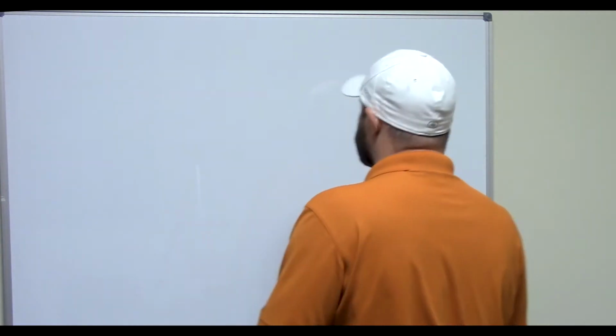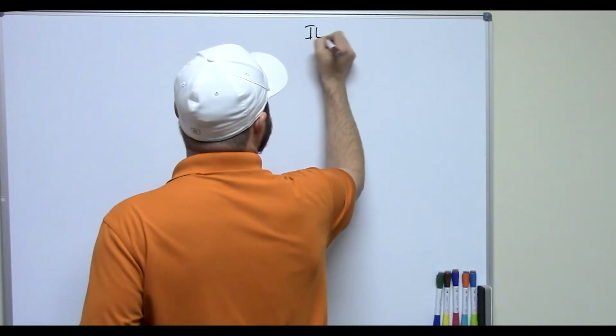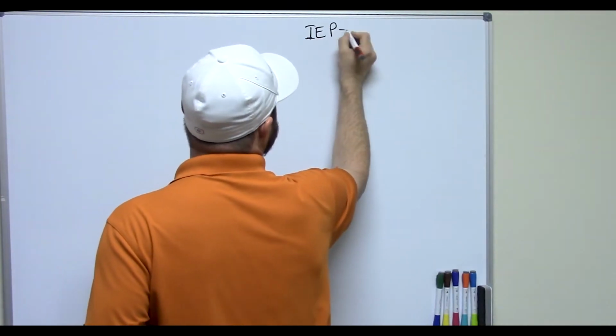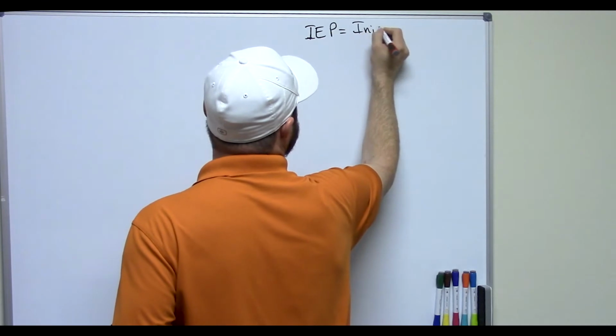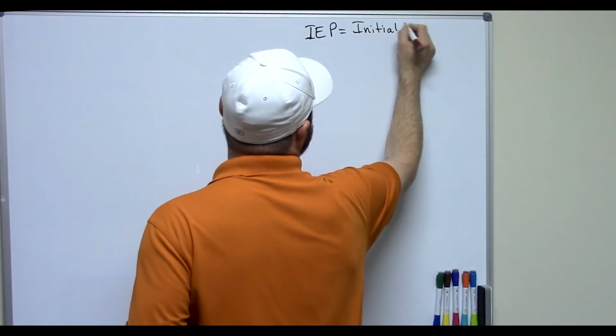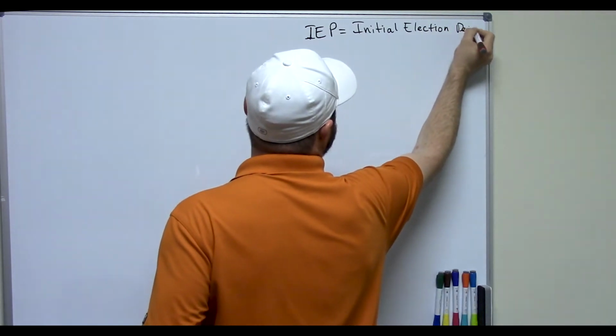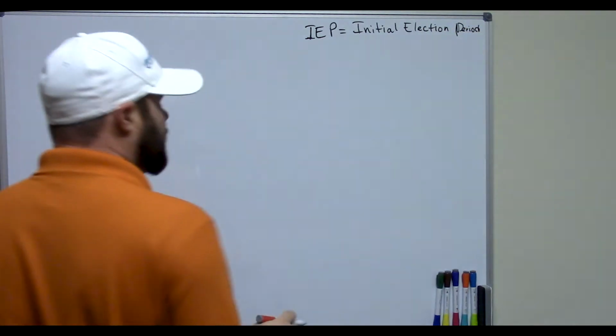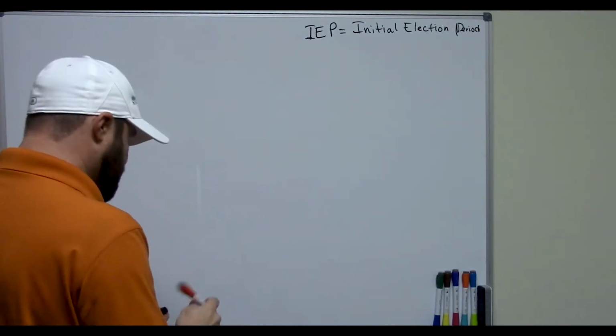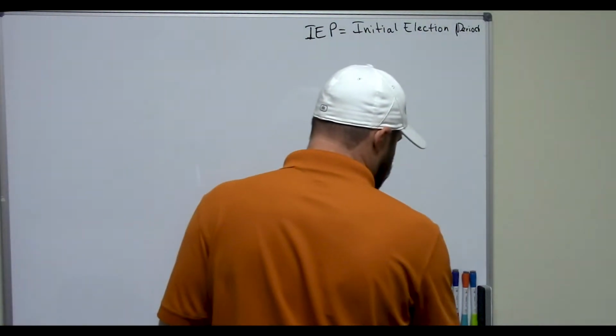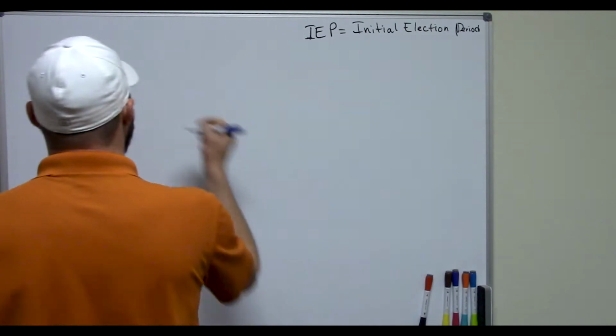And so I'm now going to go over when to enroll, so to speak. The first one that's most confusing to most people is called the IEP, which stands for Initial Election Period. So IEP equals the Initial Election Period. And during this IEP time, you have this window of time. And so there's what's called a 7-month window.